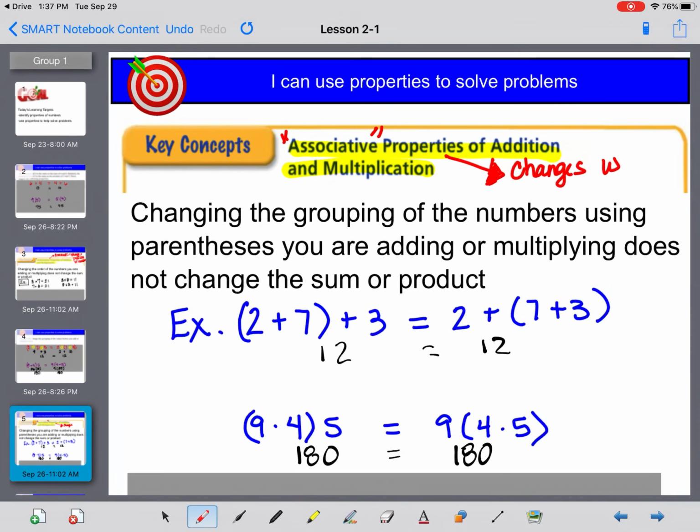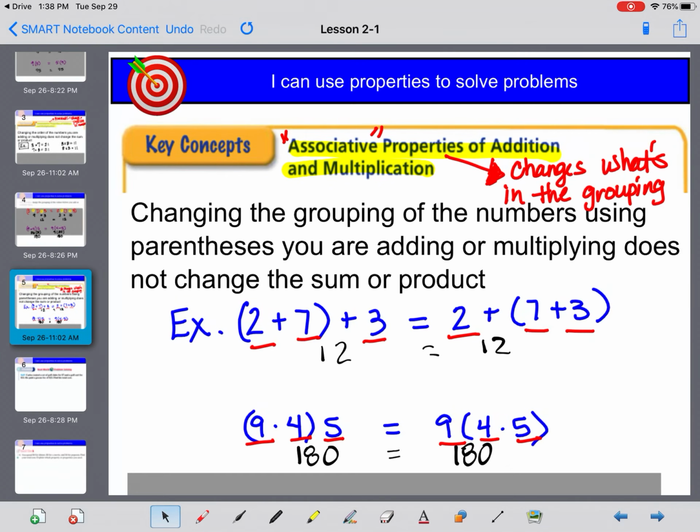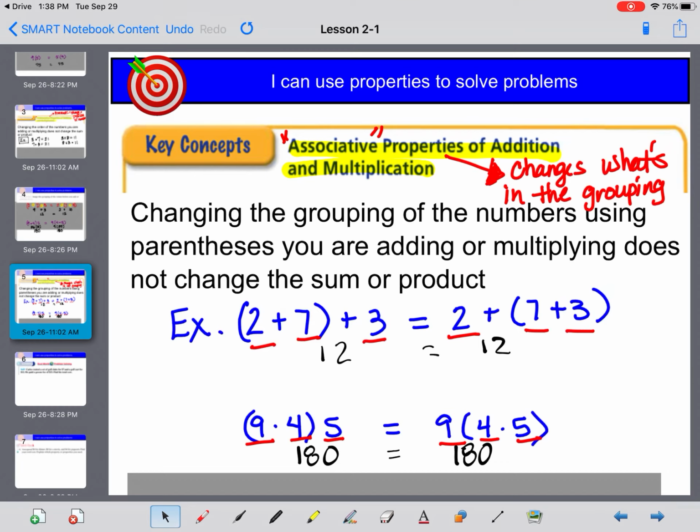Changes what's in the grouping. Now notice the numbers 2, 7, 3 did not change order. 2, 7, 3. Again, 9, 4, 5. The numbers stayed in the same order. Only what was in the grouping symbol changed. If the numbers had changed orders, that would be the commutative property. That's the previous one we talked about.